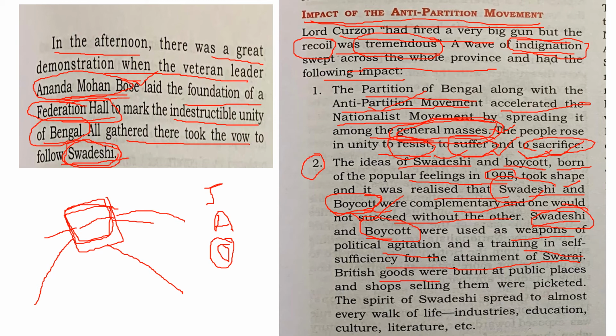British goods were burnt at public places. As they came to the decision that they wanted to boycott foreign goods, they took all the British goods and started burning them at public places, and shops selling them were picketed. That means anybody who sold British goods, they were looted and taken out and burnt. And the spirit of Swadeshi spread to almost every walk of life: industries, education, culture, literature, etc.